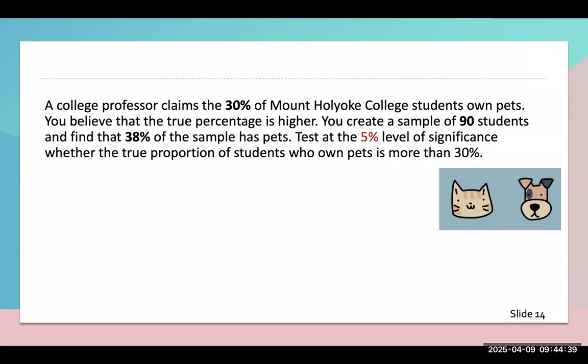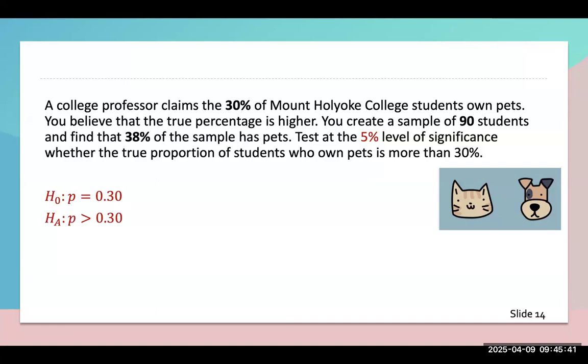Let's start by finding the hypotheses, because the hypotheses will tell us whether we have a two-tailed test, a left-tailed test, or a right-tailed test. So the null hypothesis is the claim that 30% of students own pets. The alternative hypothesis is told to us in the last sentence. It says test whether the true proportion of students who own pets is more than 30%. So here are the two hypotheses.